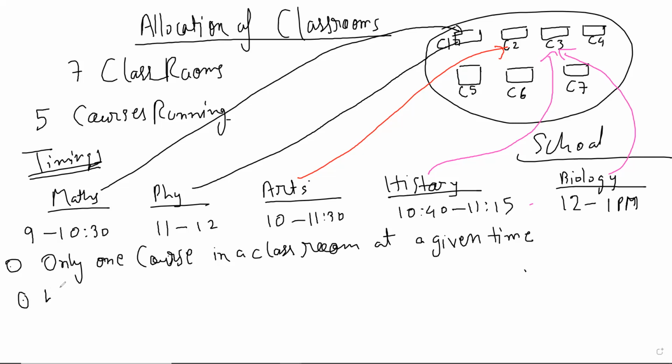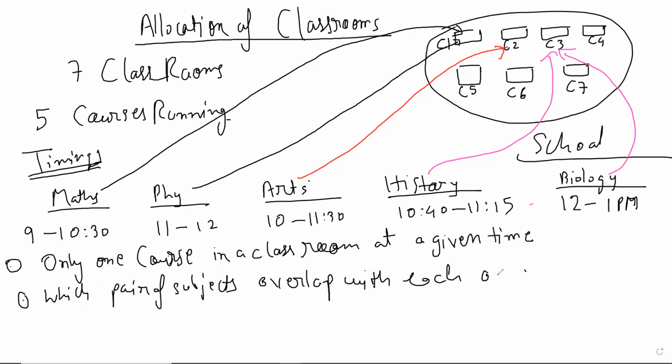So we are interested in which pair of subjects overlap with each other. If they overlap, then we have to give them different colors. We have to give them different classrooms. That is the thing, right? The amount of overlap is not important.